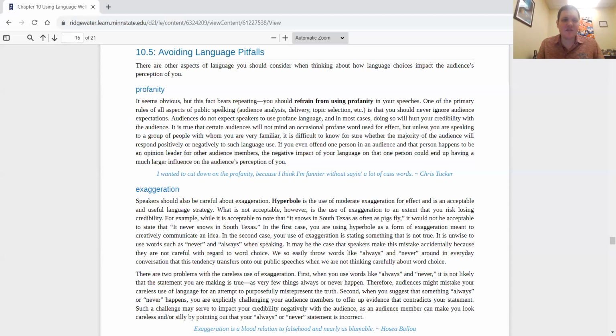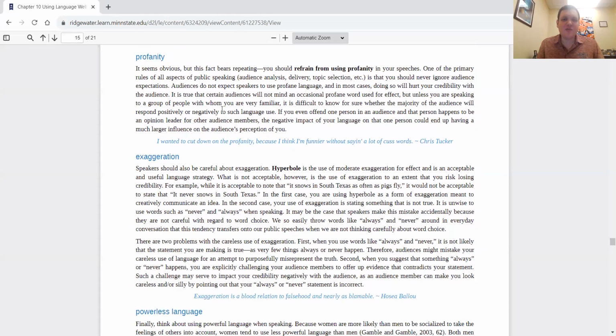So this next section is on avoiding language pitfalls. So it says refrain from using profanity in your speeches. I think this is very relevant in a college classroom, that you shouldn't be using profanity. In a lot of workplaces, you probably shouldn't be using profanity. But I know politicians are starting to use some swear words in their speeches, and it's resonating with the audience. It makes them say, oh, look, they're more authentic, right? They're not just trying to be polished and professional.